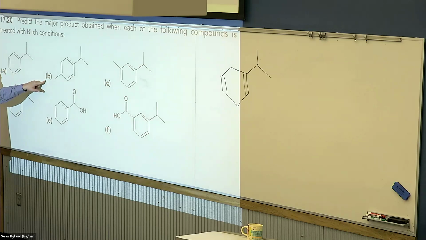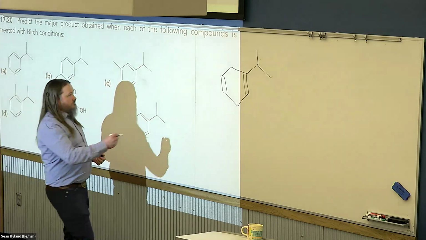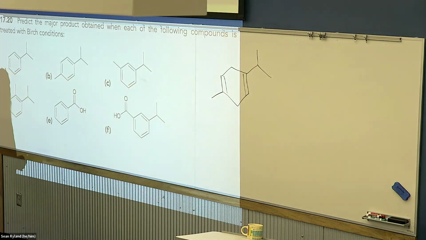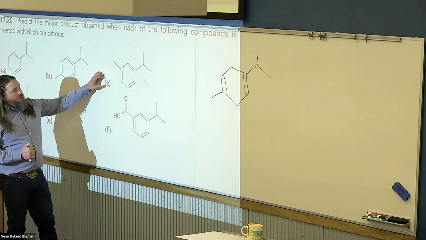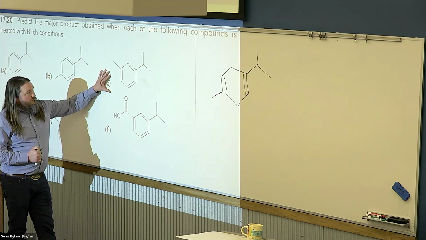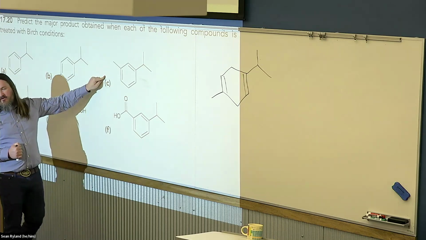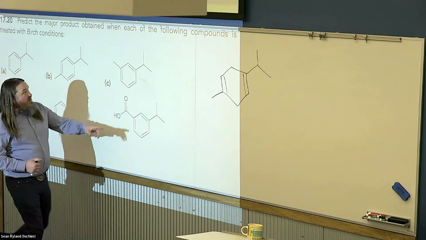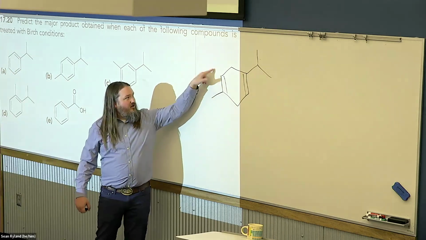Then for B, they're both donating, and they're para. We should be able to satisfy both of them with that, right? Yes. Can we still satisfy everything if they're meta rather than para? Yeah, we can, if we put it there.